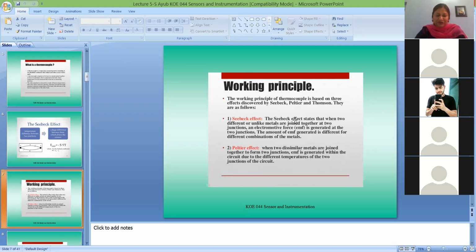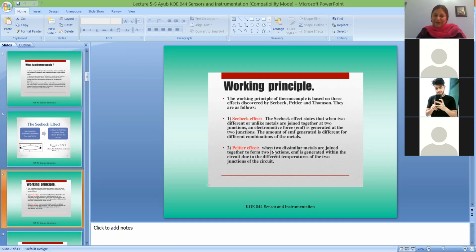So even if the temperature is same, suppose the temperature applied to the hot junction is 25 degrees Celsius, but if you use two different materials, then the voltage generated will be different. If you change the material, the voltage generated will be different.